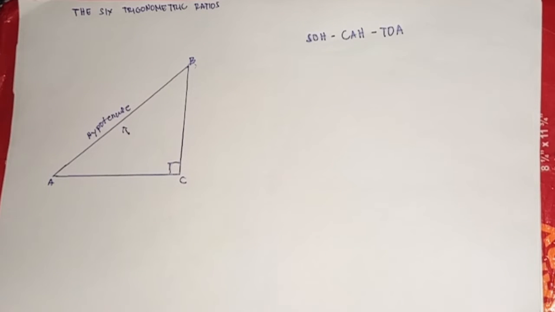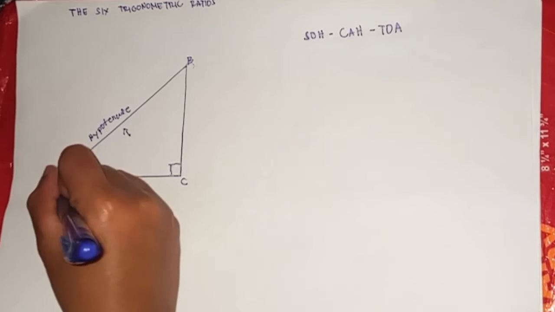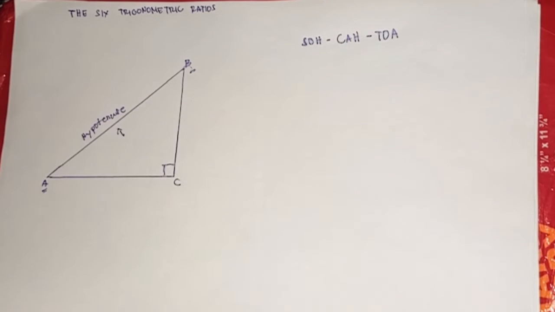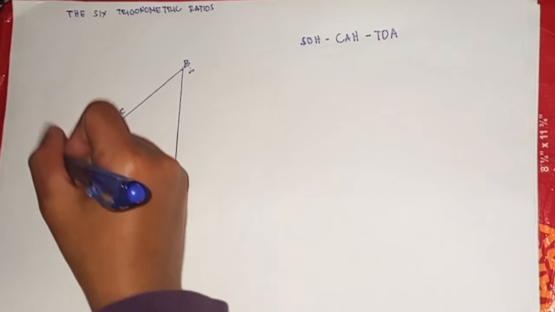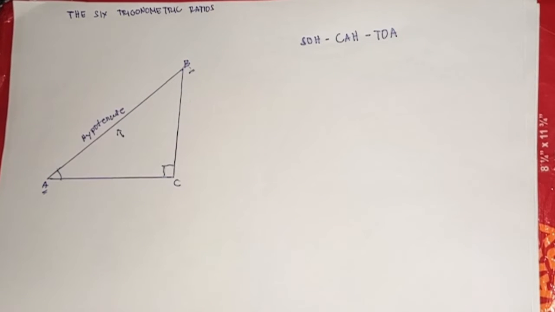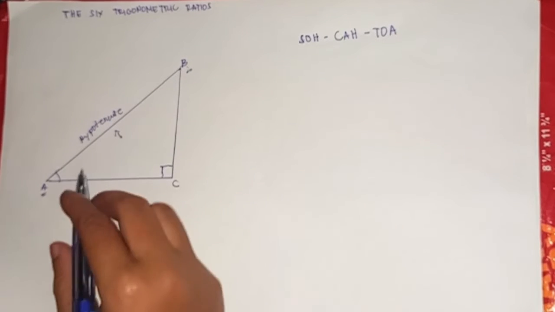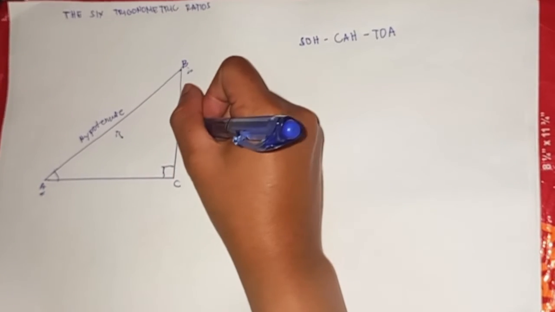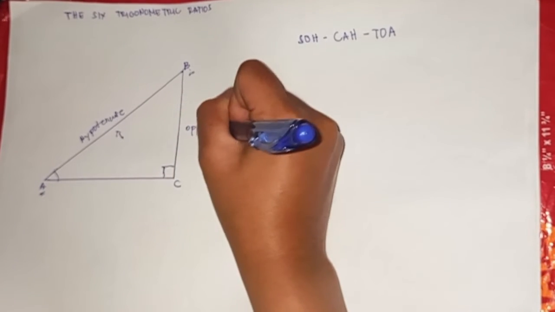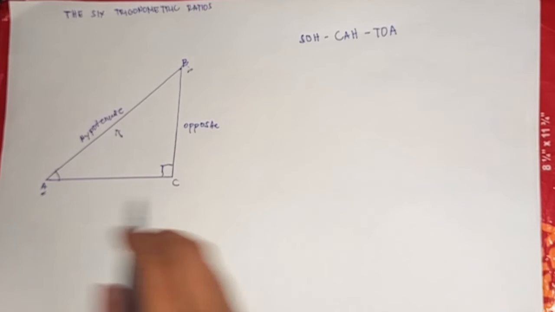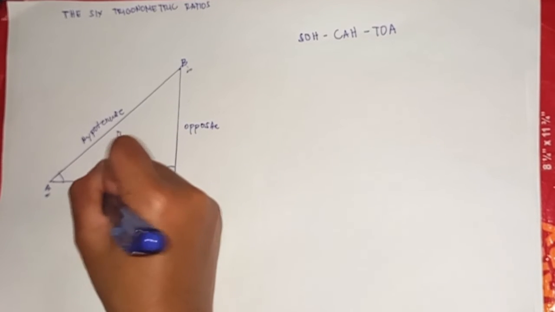The identification of the opposite and adjacent side depends on the chosen acute angle. A right triangle has two acute angles, the A and the B angle. The opposite side to the angle A is BC, so this is the opposite side. And it means that AC is the adjacent side.